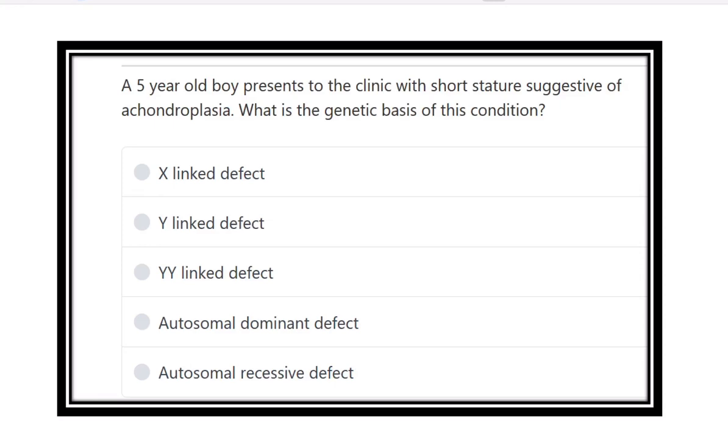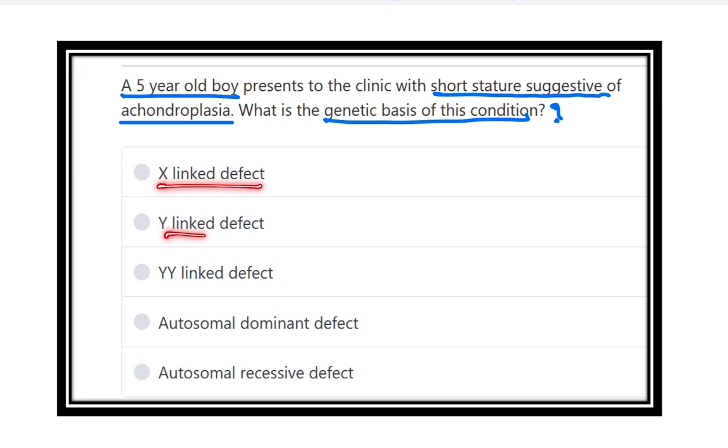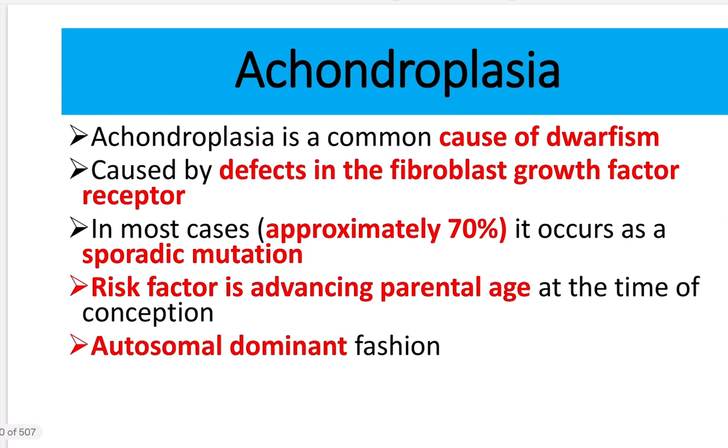A 5 years old boy presents to the clinic with short stature suggestive of achondroplasia. What is the genetic basis of this condition? So in case of achondroplasia, what type of genetic defect? It is a direct question, and we have to find the answer here from the options. Options are X-linked defect, Y-linked defect, autosomal dominant defect, and autosomal recessive defect. So what may be the option?